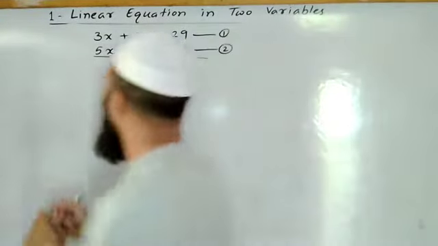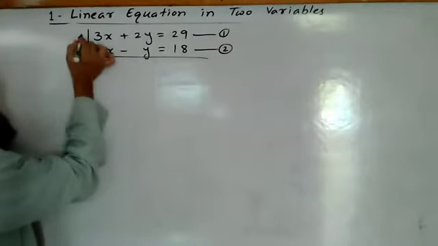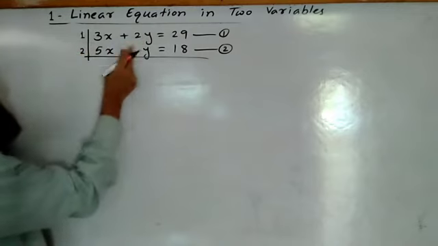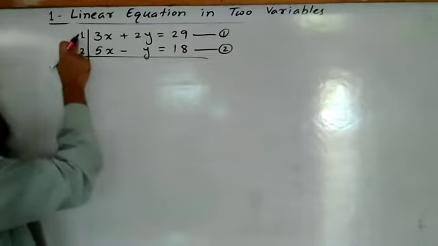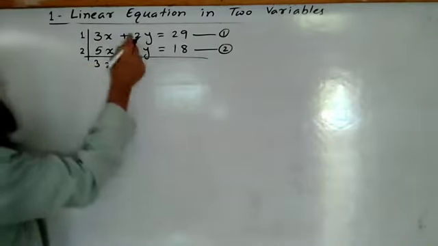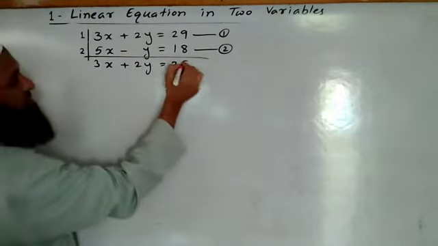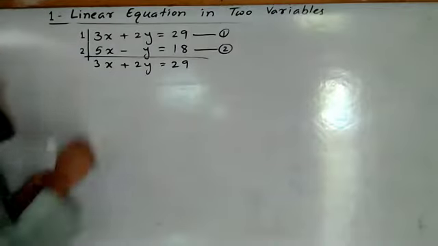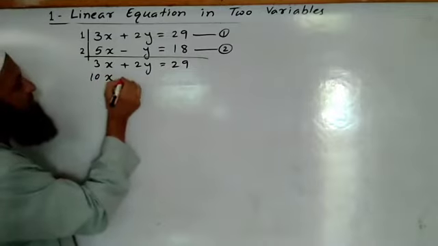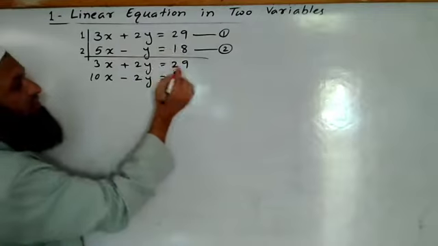So what to do? The coefficient of y in the second equation, I will take here. This 2 came here and this 1 came here. Now multiply. 1 3 is 3x plus 1 2 is 2y is equal to 1 29 is 29. Now multiply this equation by 2. So 2 5 is 10x minus 2 1 is 2y is equal to 2 18 is 36.